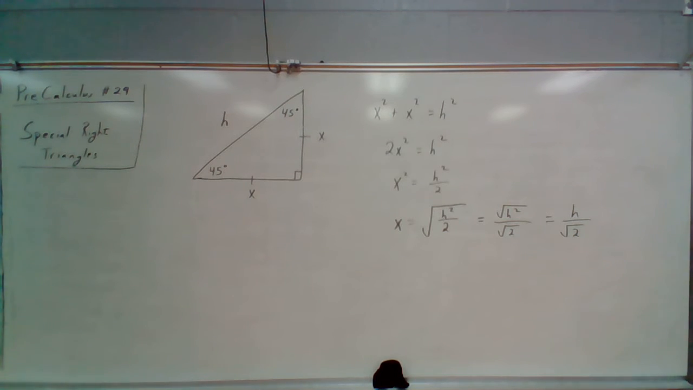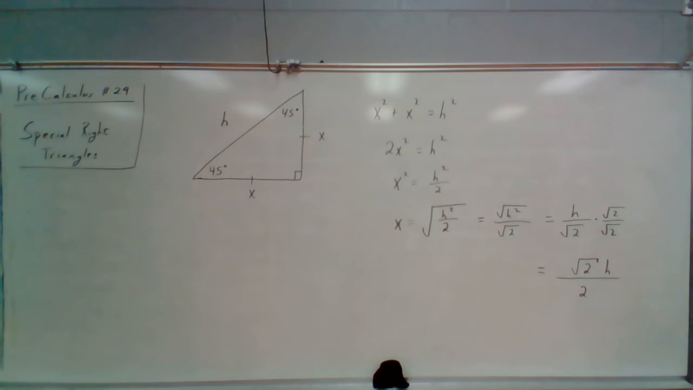I want to make this look a little better, so I'm going to rationalize the denominator. So remember, to rationalize the denominator, I'm just going to multiply by the square root of 2 over the square root of 2. So this is just 1. I'm not changing this value at all. I'm just multiplying by 1. Anything divided by itself is 1. All right, but what this does then is causes me to have a rational number on the bottom. Square root of 2 times the square root of 2 would just be 2. And here I would get square root of 2 times h.